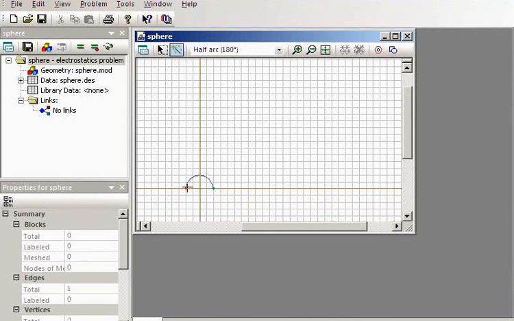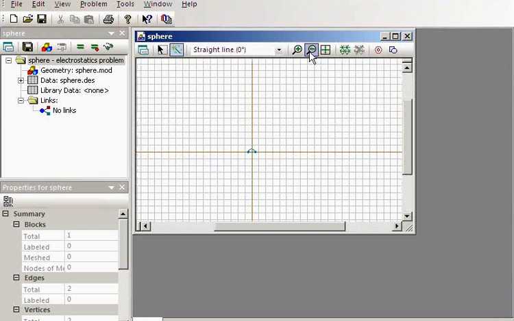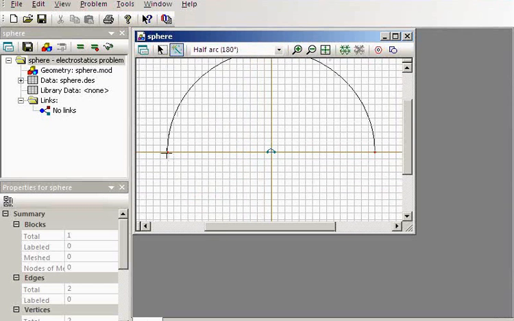This is my sphere. This is the upper half of my sphere. The axis of rotation is a horizontal one. Now to calculate the electric field, I need to add some space around my sphere. I cannot calculate the field in infinitely large space, so this will be my calculation area.